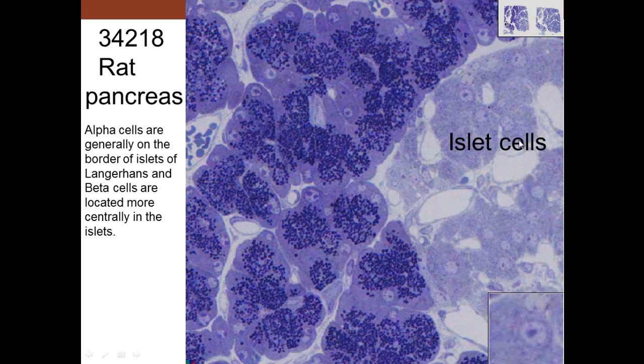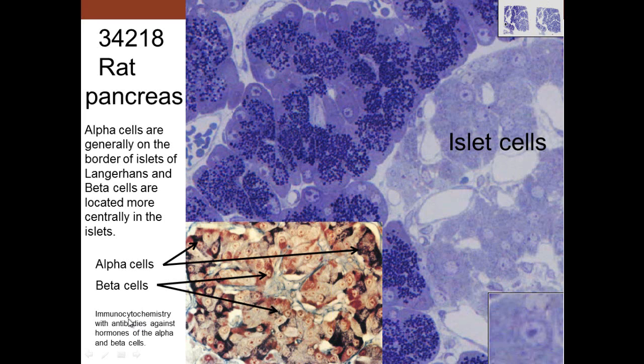Now, the beta cells are more in the middle, but the alpha cells are more in the periphery, and we can see that here. This is immunocytochemistry staining with antibodies against hormones of the alpha and beta cells. So here you can see the alphas on the outside, the darker cells, and then the lighter cells here are the beta cells, are more on the inside. We can't tell that from routine toluidine blue staining, as you can see, but you certainly can see a nice endothelial cells of the capillaries.